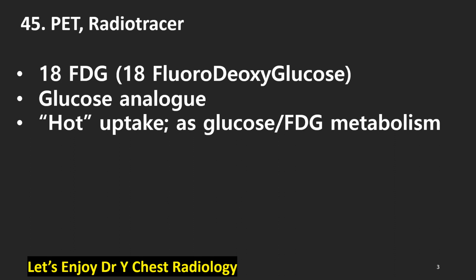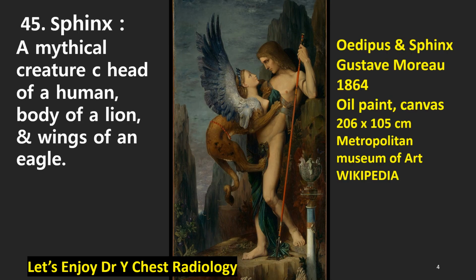Radio tracer. What do we use in PET-CT? Usually in medical practice, we use 18-FDG, 18-fluorodeoxyglucose. It is a glucose analog, and this glucose analog shows hot uptake area when glucose or FDG metabolism is high.